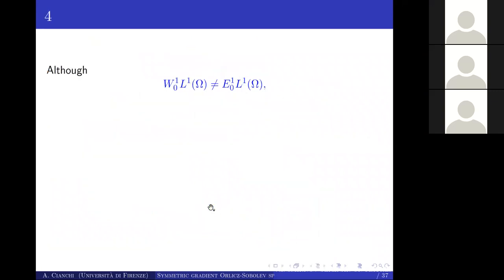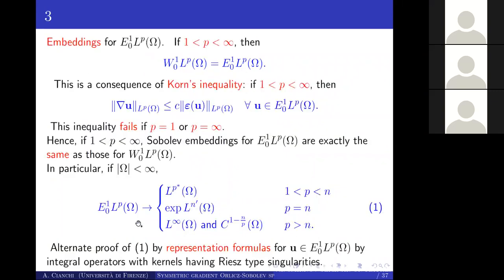Now, this embedding can also be proved avoiding Korn's inequality, but just making use of representation formulas for these functions with symmetric gradient, in terms of integral operators whose singularity is the same as that of various potentials. So in a sense, using the original approach by Sobolev for his embedding.